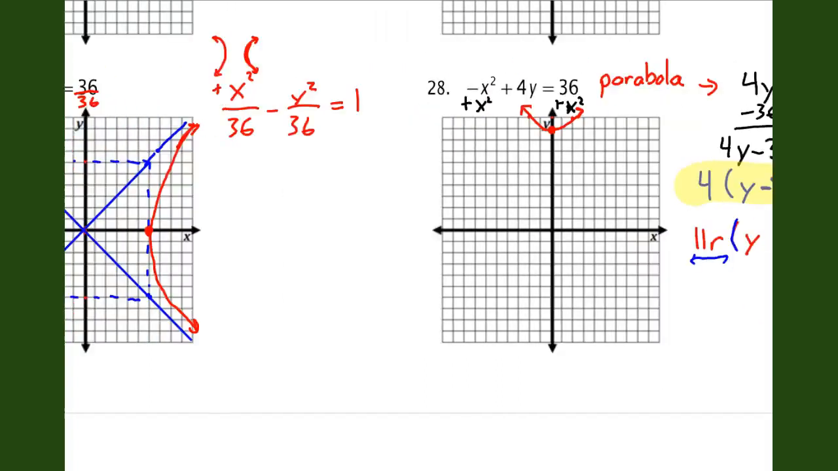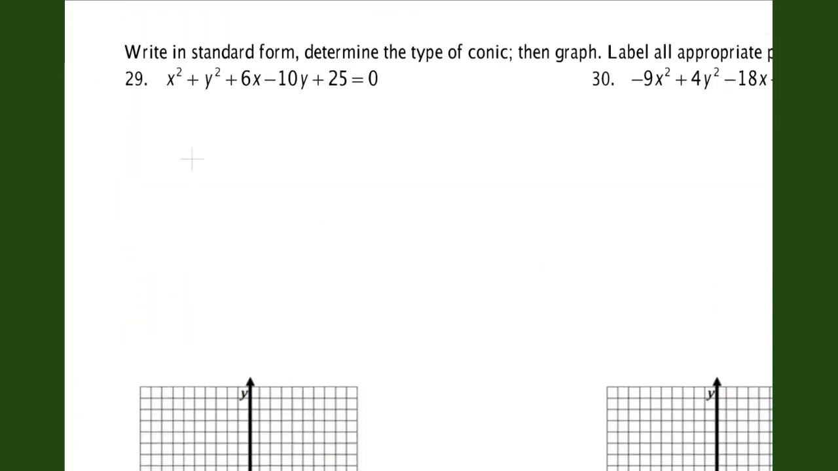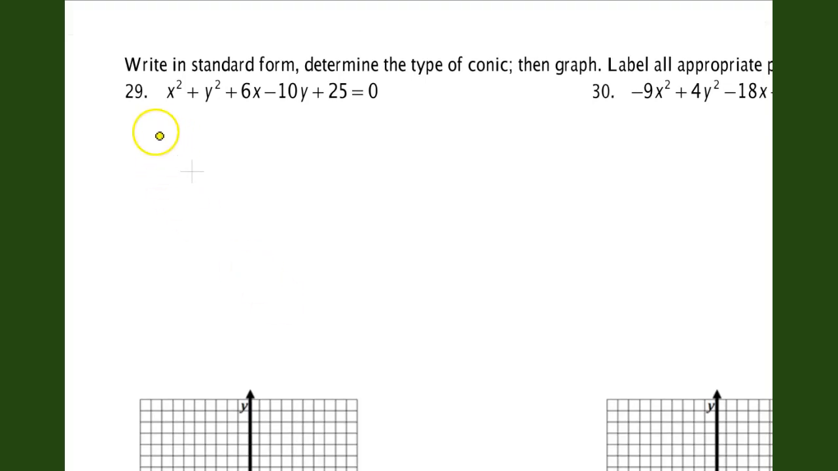All right, let's go to 29. And we need to determine the conic section, what it is first, right? And then graph it, and then label everything that we need to. All right. So when you're determining the conic section, often, let's see if I can get this.